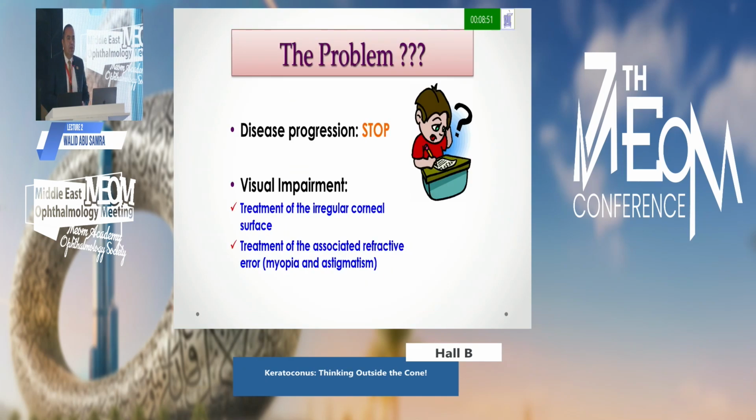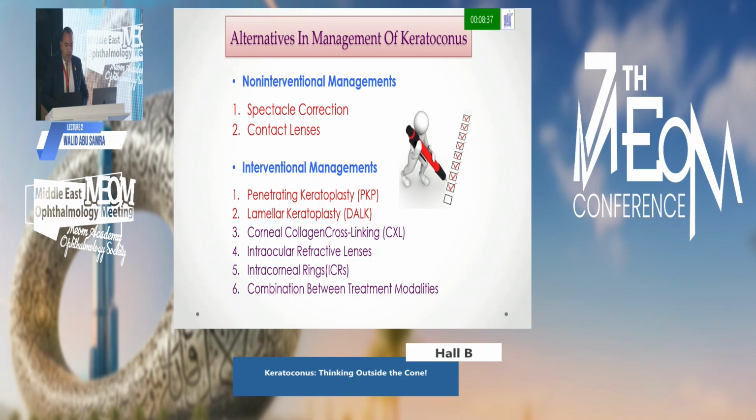Firstly, we should know what the problem of keratoconus is. We have mainly two problems: disease progression, so we have to stop this progression, and the visual impairment, so we should treat the irregular corneal surface and any associated refractive error.